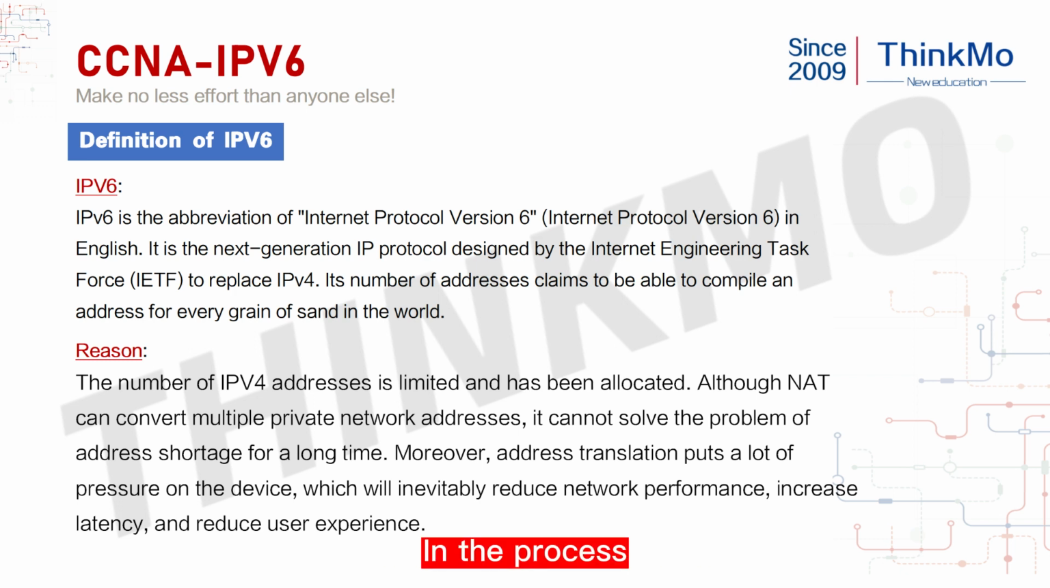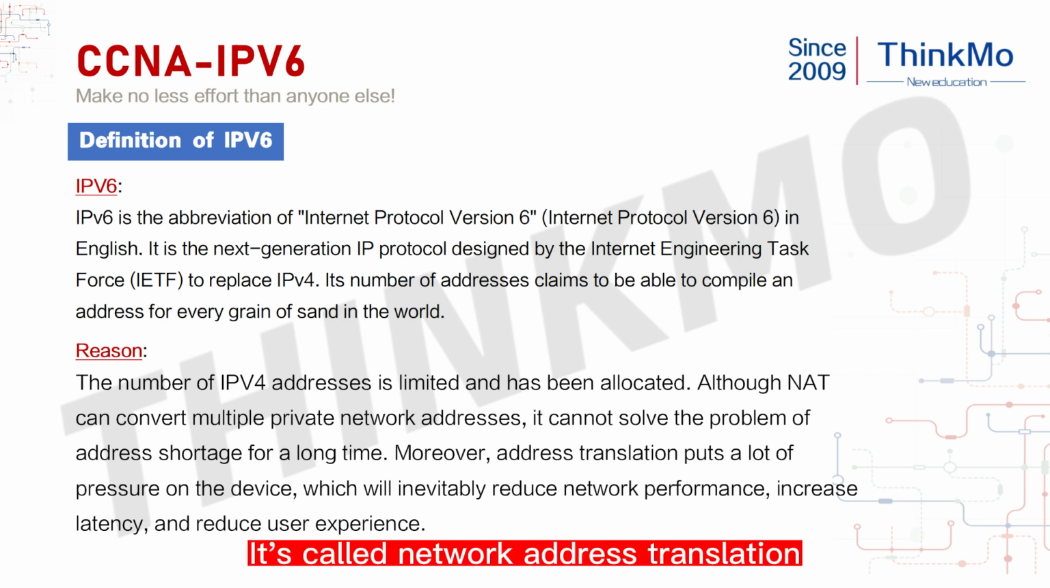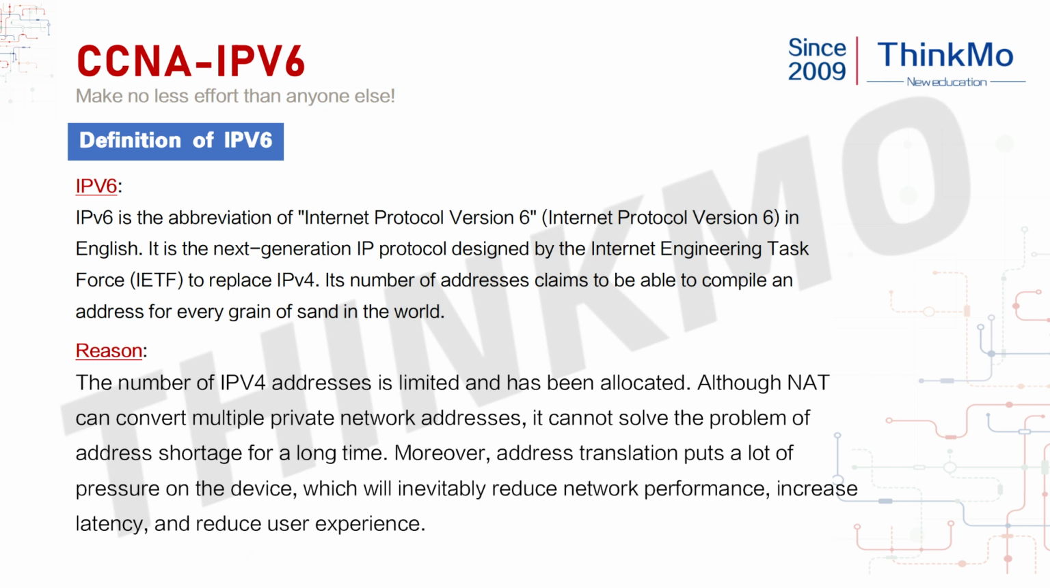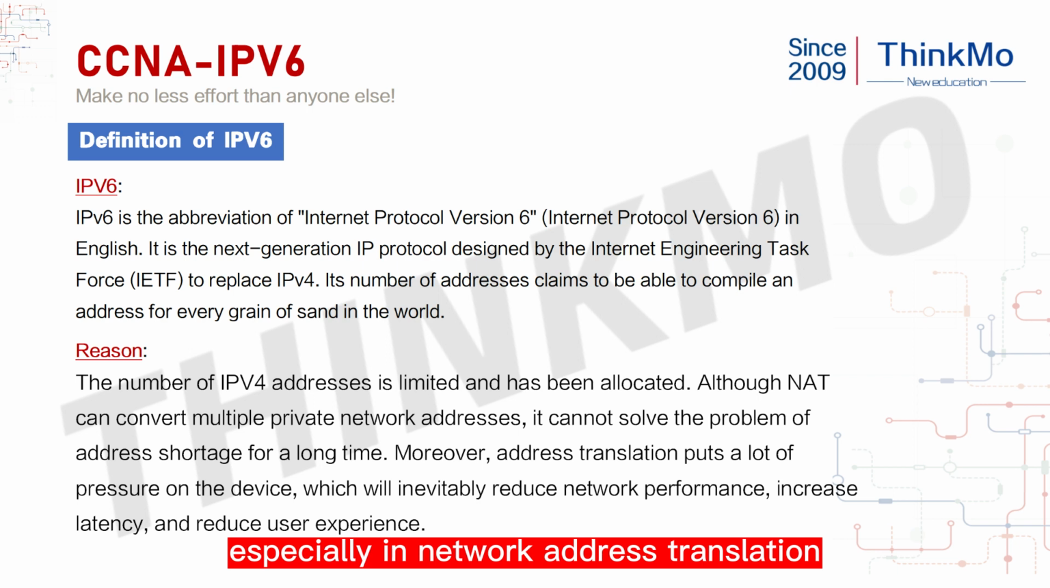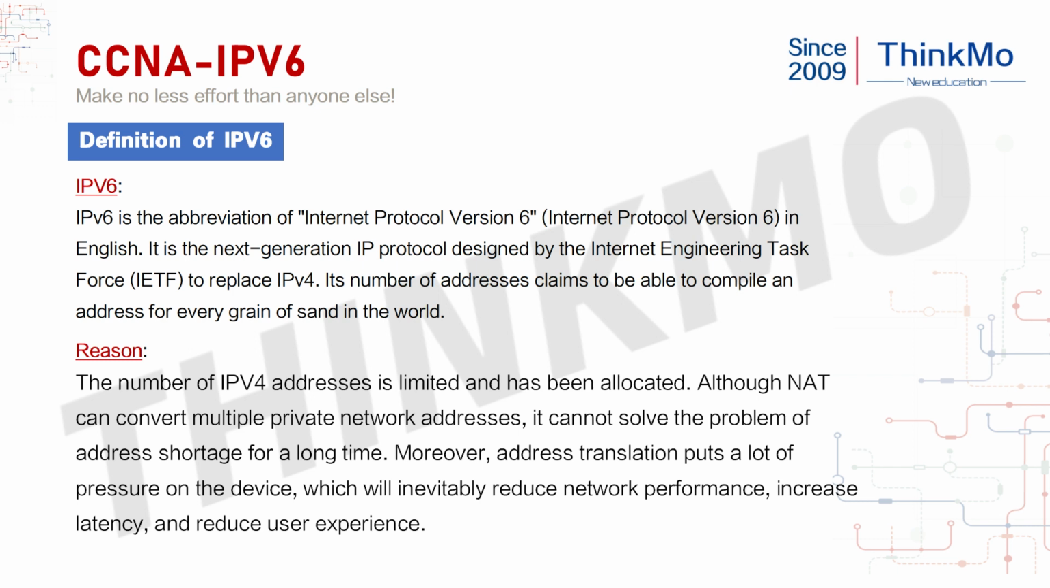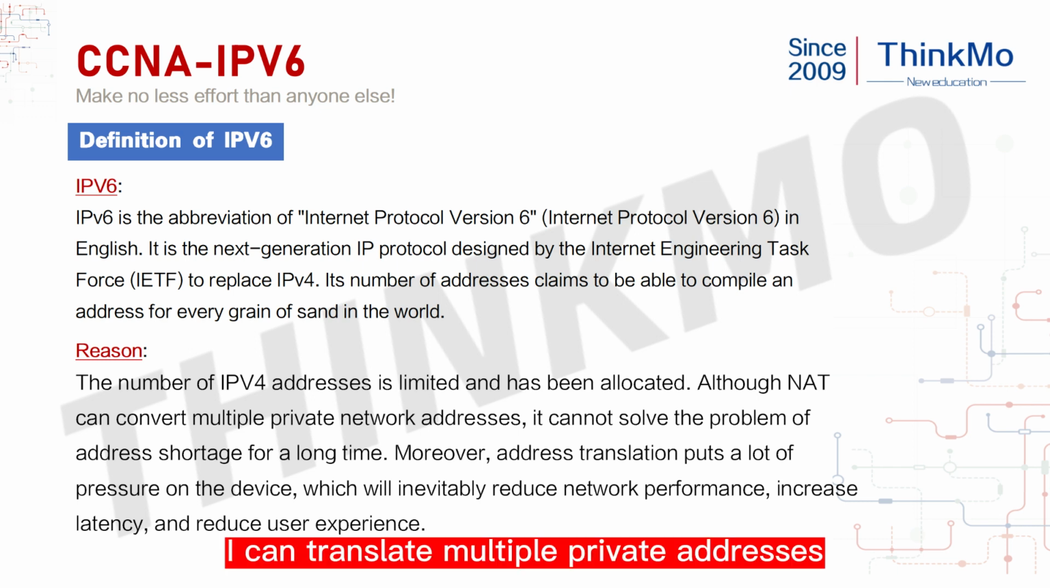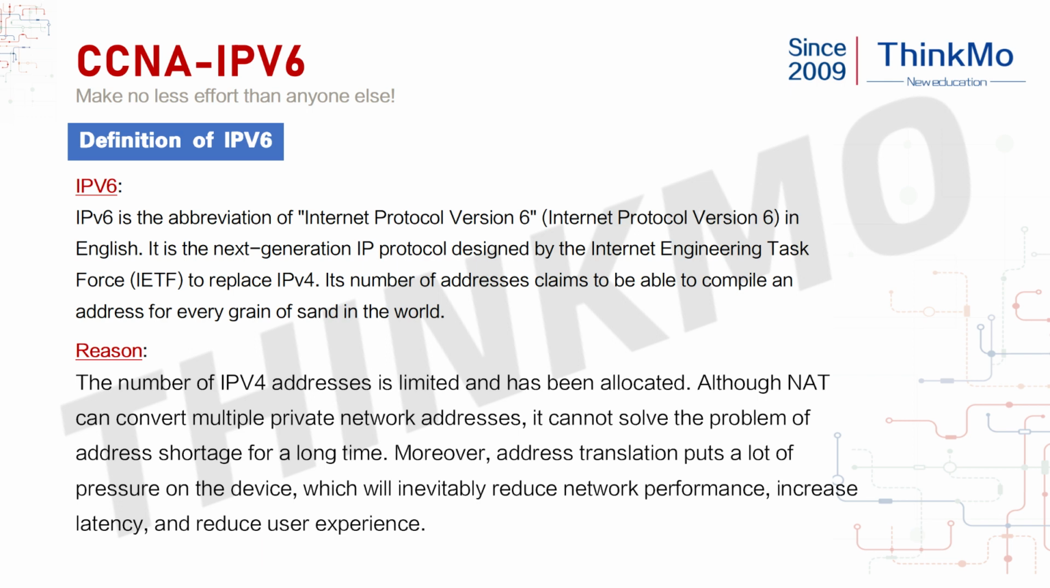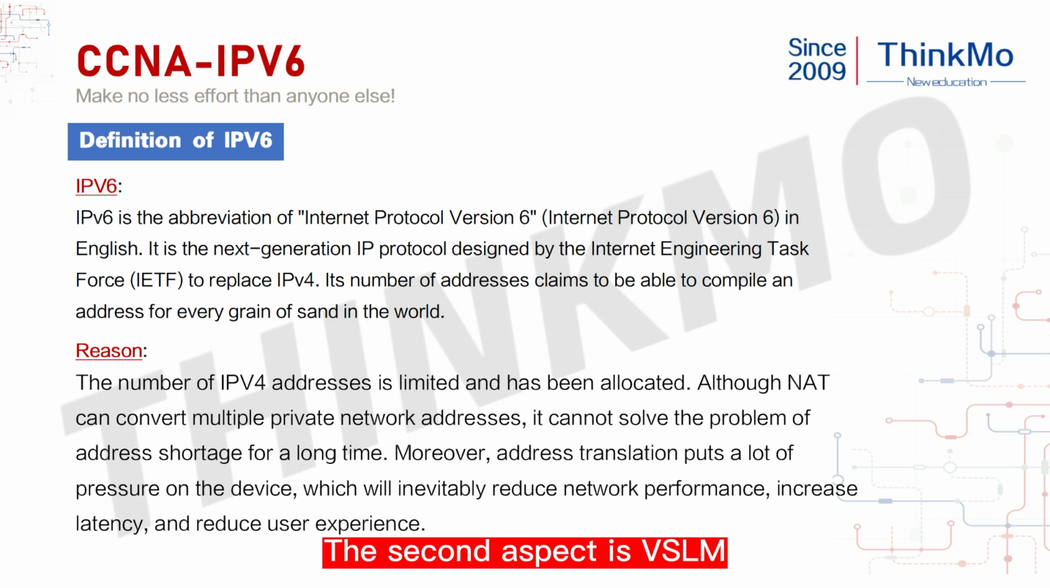In the process, it involves the technology of NAT, called Network Address Translation. Especially in network address translation, it involves something called NAPT. In a nutshell, I can translate multiple private addresses in order to provide internet services. That means address shortage got a lot of relief. That's the first aspect. The second aspect is VLSM.